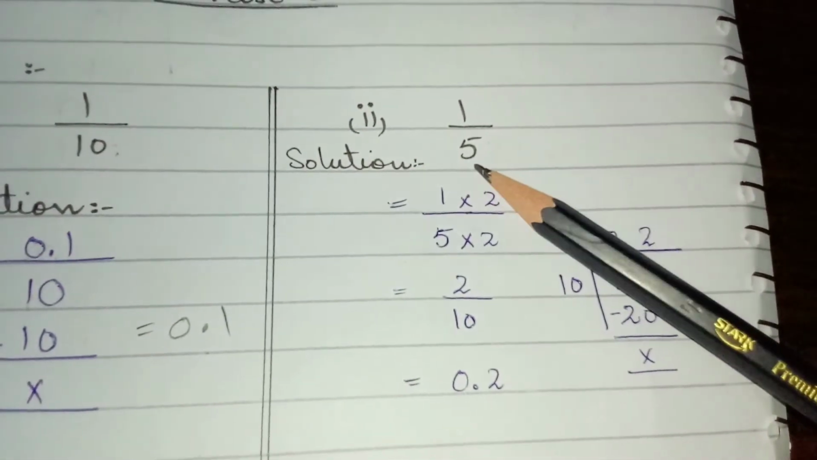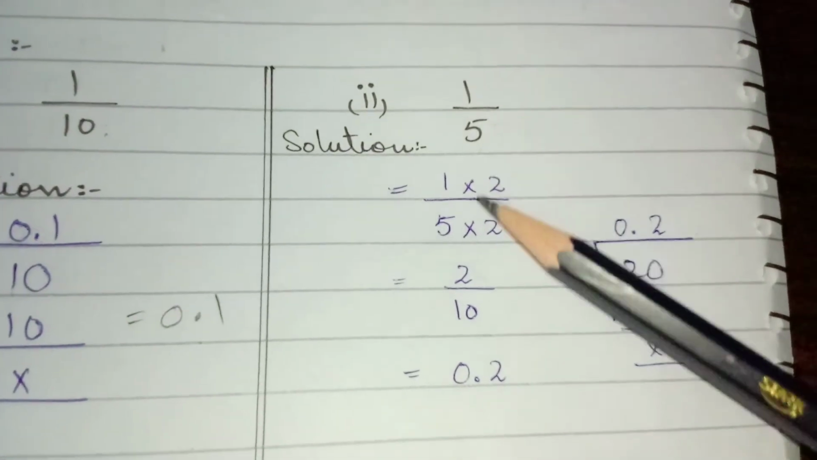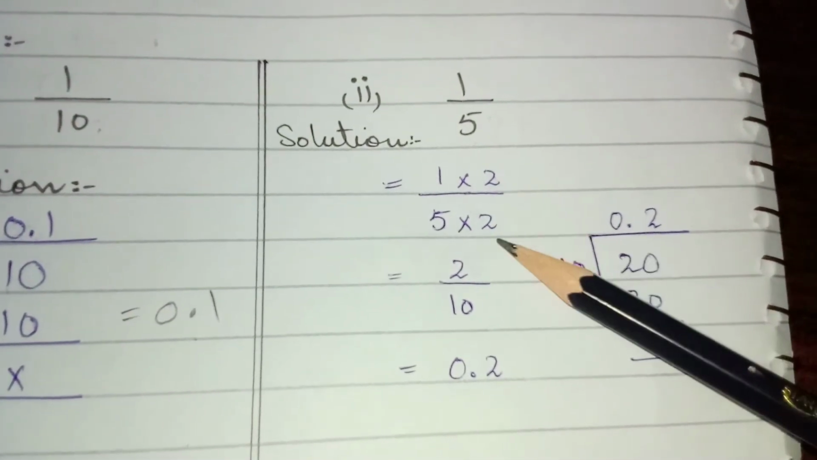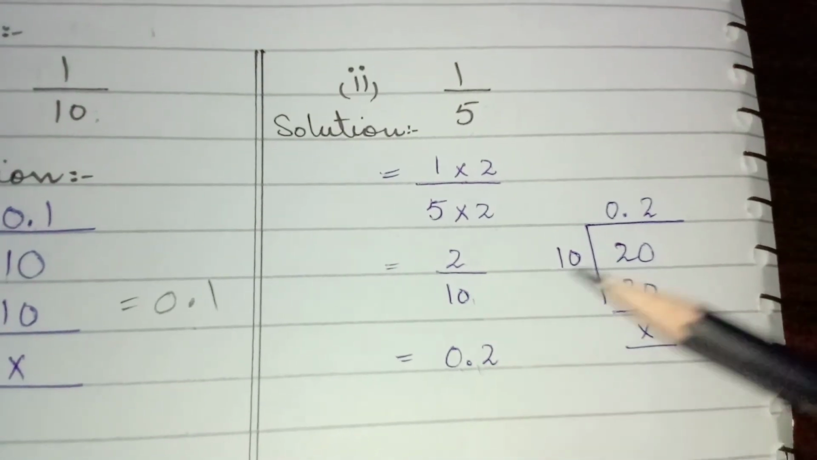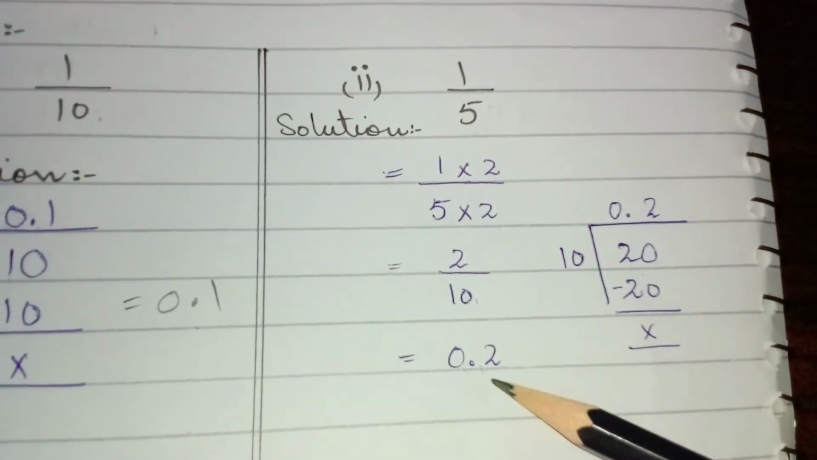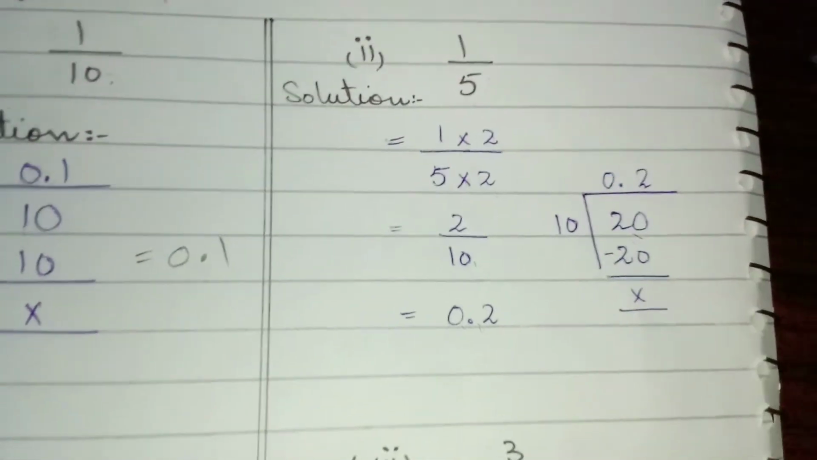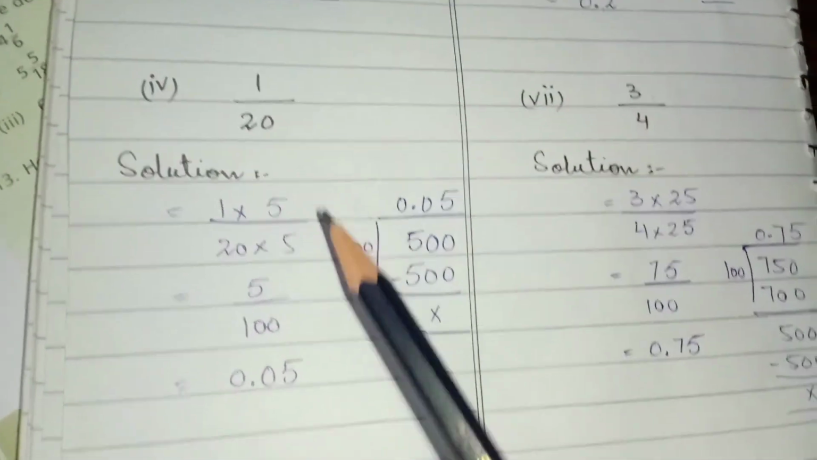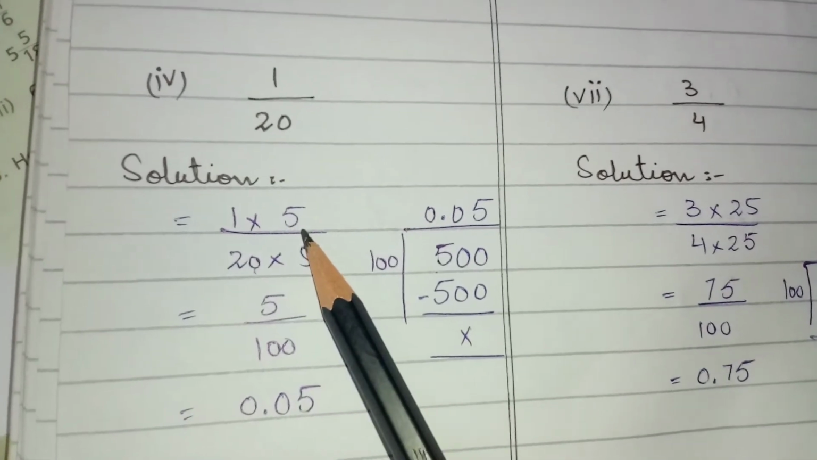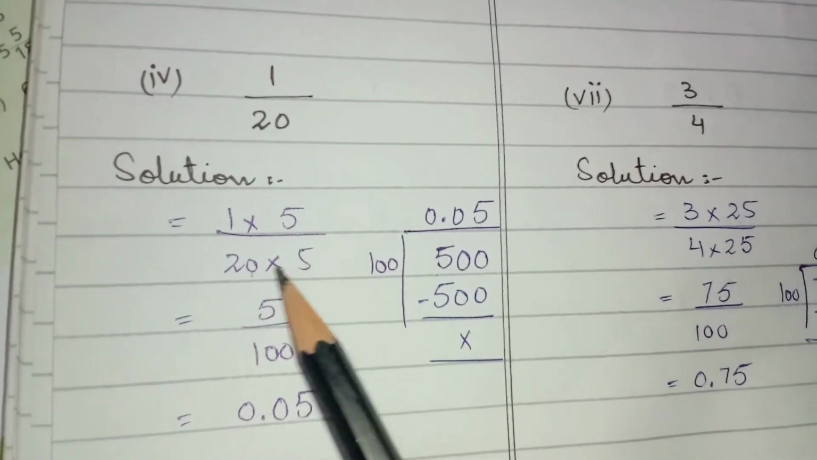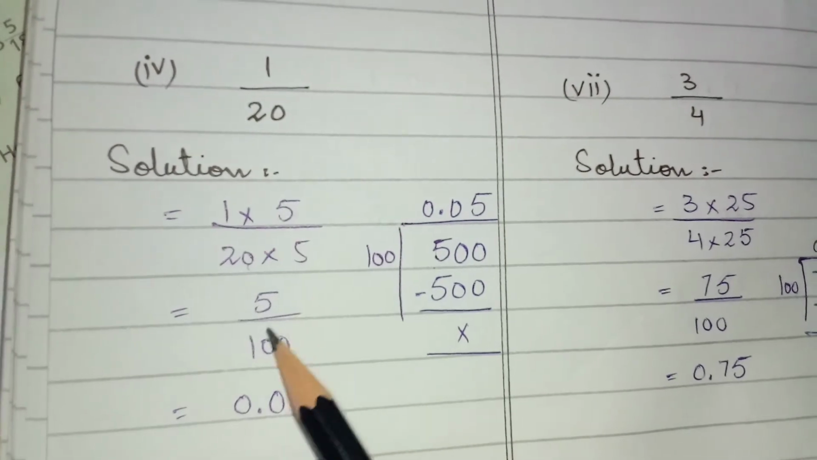So we have to convert 5 into some power of 10. So we have to multiply by 2 in the numerator and in the denominator and we get the answer 2 over 10. So we get the answer 0.2, and you can prove it by division. Part number 4 is 1 over 20. So 20 cannot be converted into 10, so we have to multiply by 5. 5 20s are 100 and 5 1s are 5.